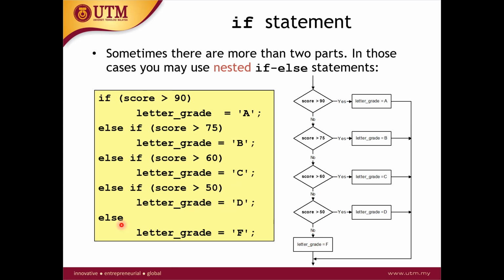Otherwise, the last else doesn't have any if, so you don't have any other if shape here. So what is going to be executed for the last part, which doesn't have any condition, if none of the above is true? This one is going to be executed: letter grade equals F.